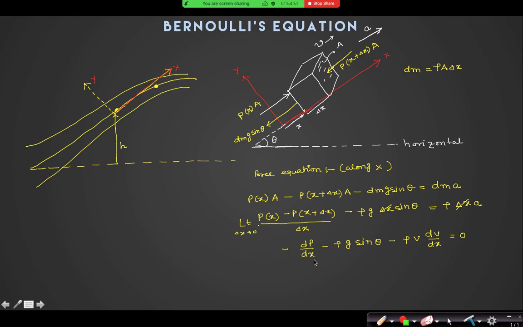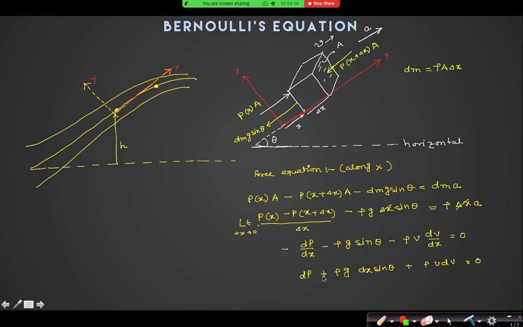Can I write it? Now I will write it. The negative sign I will cancel. dp plus rho g dx sin theta plus rho v dv equal to 0.